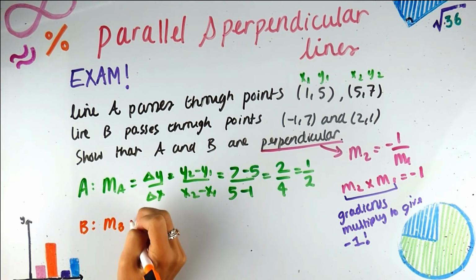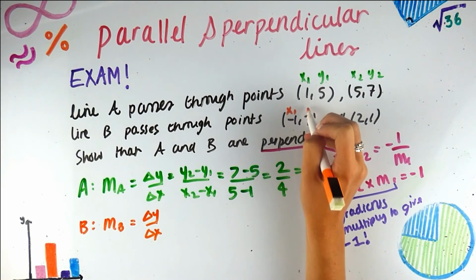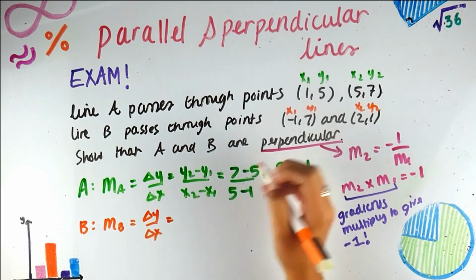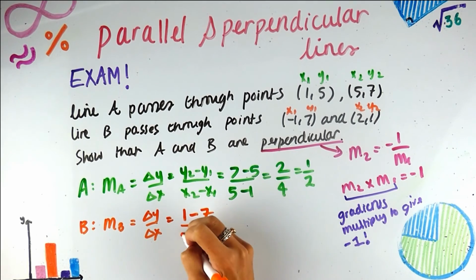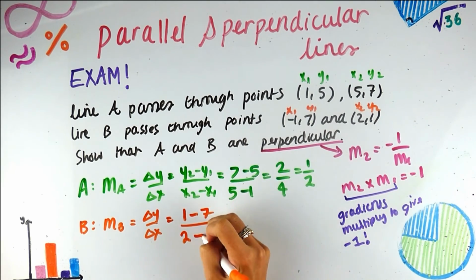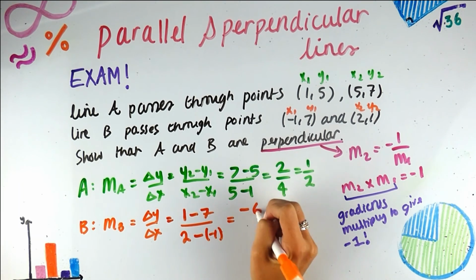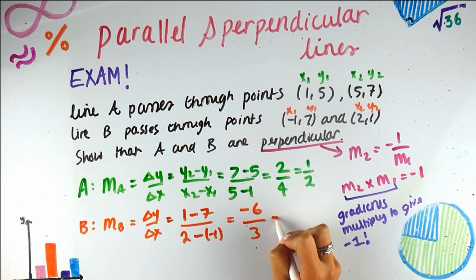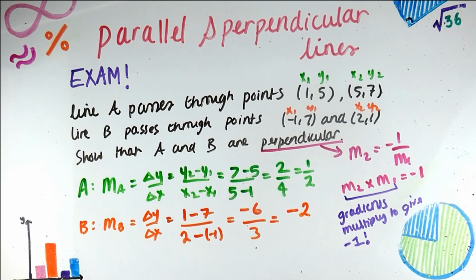Okay, let's do it for line B. The gradient of line B is equal to change in y over change in x. I'm going to do the same thing here, x1, y1, x2, y2. So change in y is y2 minus y1, which is 1 minus 7, over x2, which is 2, minus x1, which is -1. So let's work this out. 1 minus 7 is -6, and 2 minus -1 is 2 plus 1, which is 3, which gives us minus 6 divided by 3, which is -2.